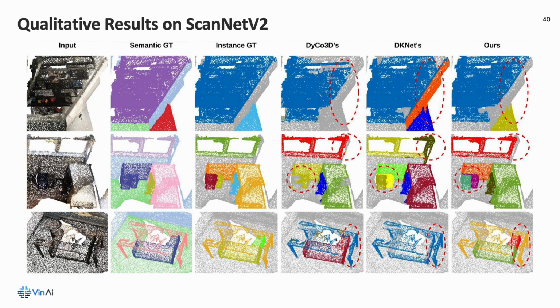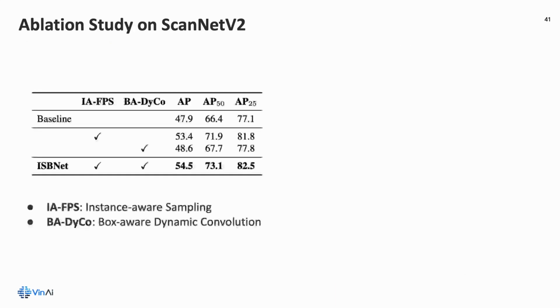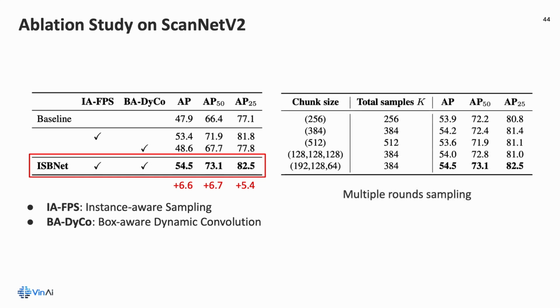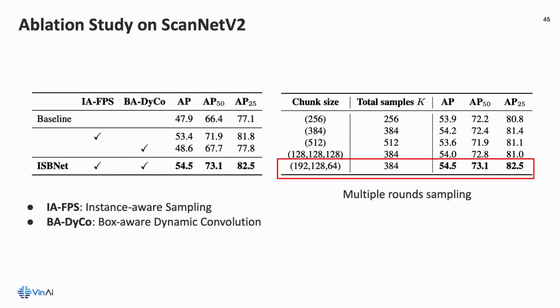We conduct an ablation study on the impact of each component of our model. It demonstrates that incorporating either the instance-aware sampling or the box-aware dynamic convolution can achieve substantial performance improvements. Notably, when both components are combined, our ISBNet, it significantly outperforms the baseline by a large margin. We also analyzed the performance of different sampling strategies. It revealed that our multiple-round sampling strategy with 384 samples outperformed a single sampling with 512 points.